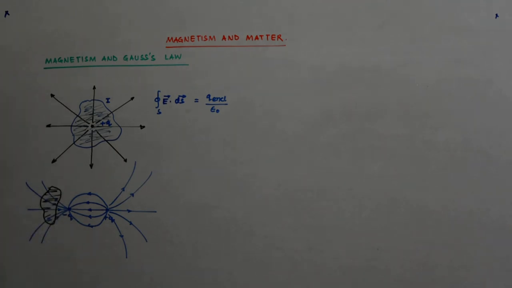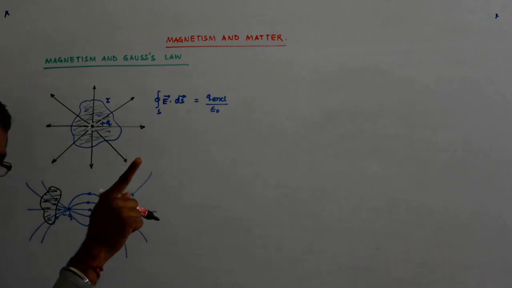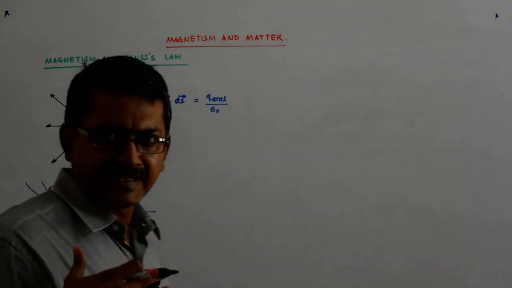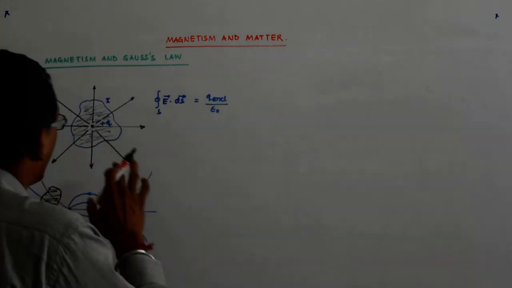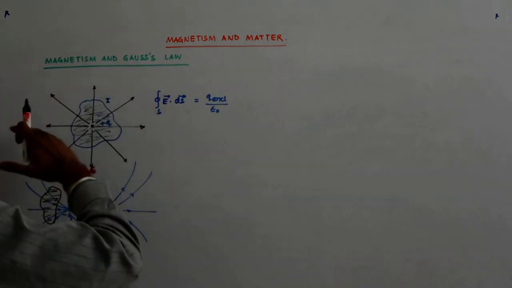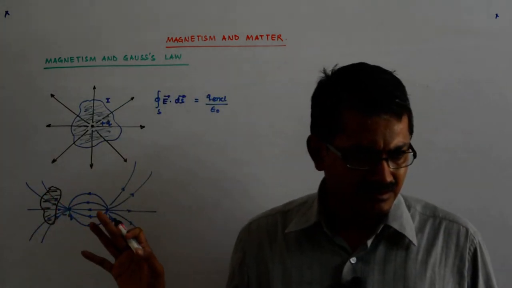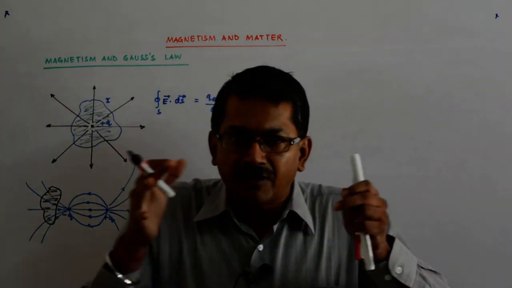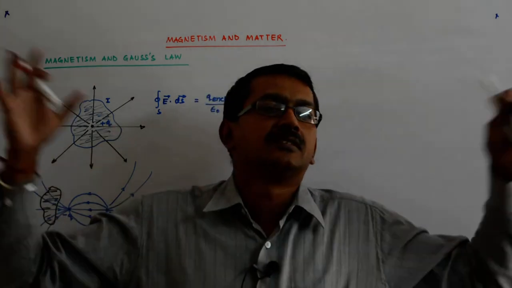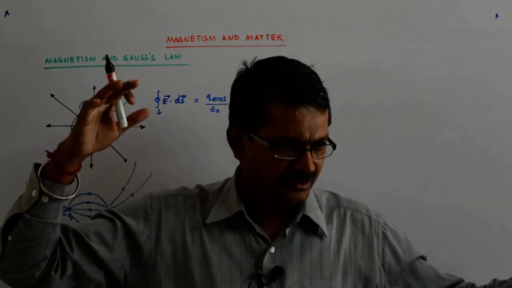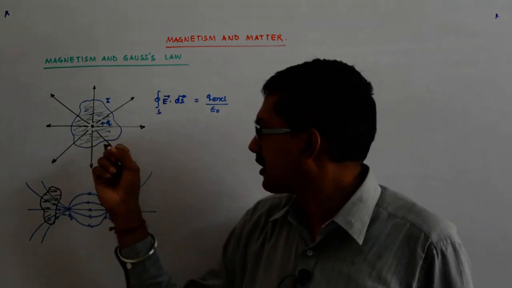Now, what happens? Whatever line enters this also leaves it. Okay, whatever line enters it, leaves it. What had happened here? There is a net leaving, right? There is a net leaving of the lines. So it seems as if out of this surface something is radiating out, is it not? Something is radiating out of this.